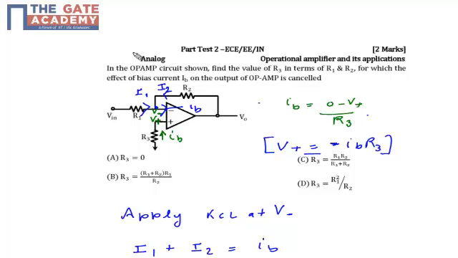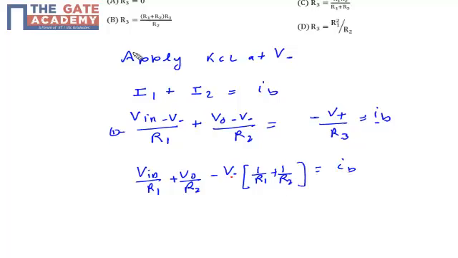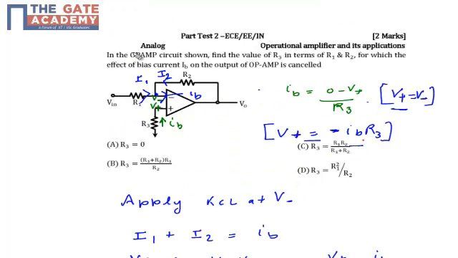Because the op-amp is ideal, we also know one more condition: the potential of the non-inverting terminal is equal to the potential of the inverting terminal. So my V plus is equal to V minus. This is one more fact we know. Now let's solve this. Equation 1 becomes Vin by R1 plus V naught by R2 minus V minus times (1 by R1 plus 1 by R2) is equal to IB. In place of V minus, I can put the value of V plus, which is minus IB R3, because V plus is equal to V minus.